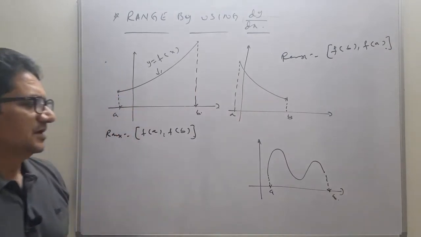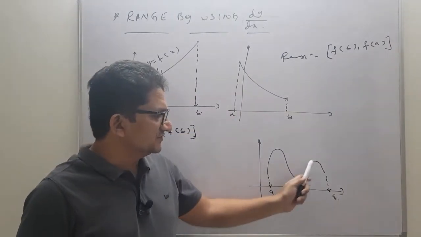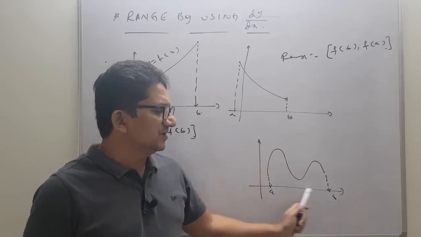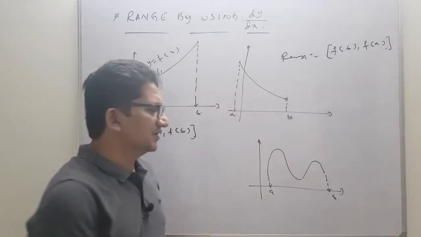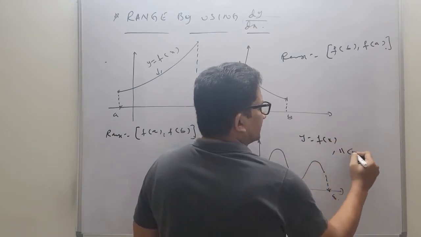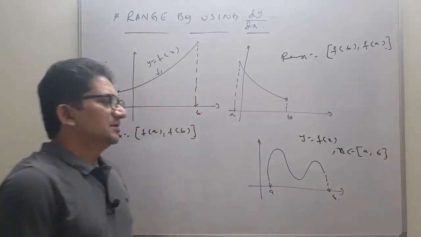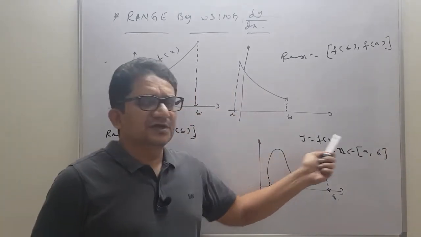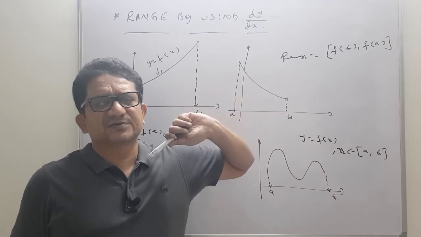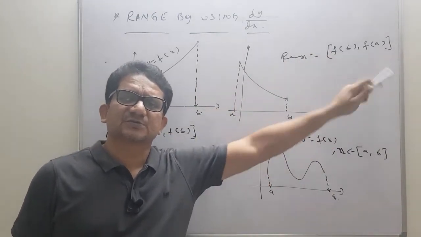and the maximum is f of a. And another case: let us assume this function is defined in the closed interval a and b. So y equals f of x, where x belongs to the closed interval a comma b. After finding the derivative, we will realize that dy by dx will be positive or negative, or it may be both, sometimes positive and sometimes negative.